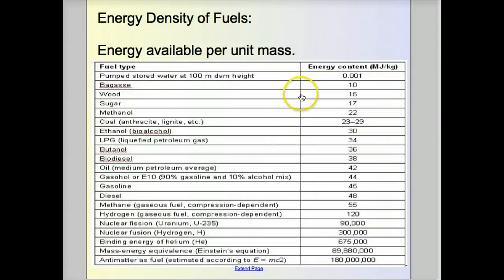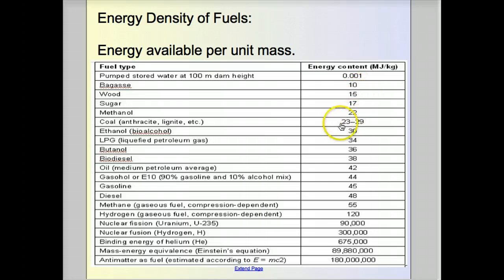Now, not all energy sources were made equal, and we can categorize their richness in energy in terms of their energy density, megajoules per kilogram. So if we look down the chart here in increasing numbers of megajoules per kilogram, we can see that pumped stored water at 100 meters dam height, that's hydroelectric power, is definitely the lowest energy density fuel. That's why we need such huge reservoirs to generate electricity.